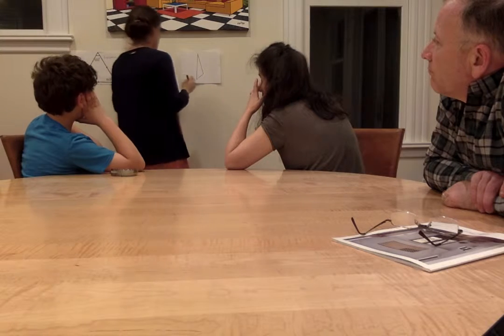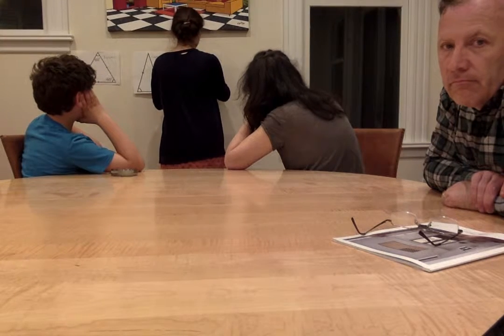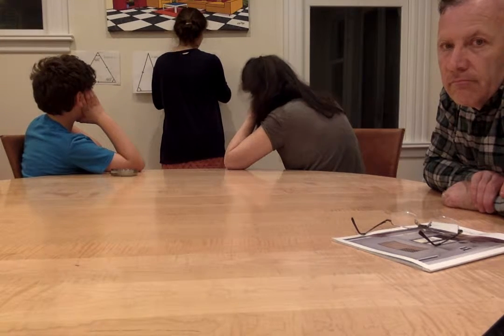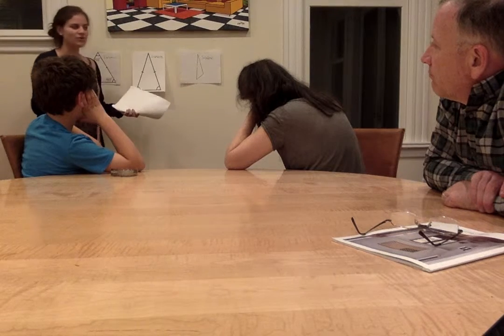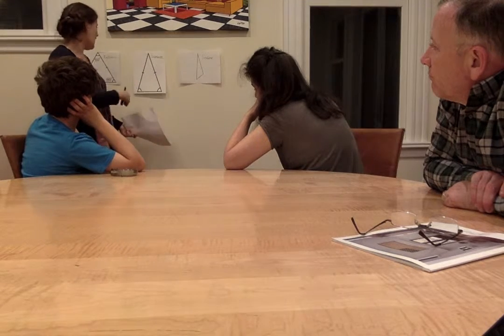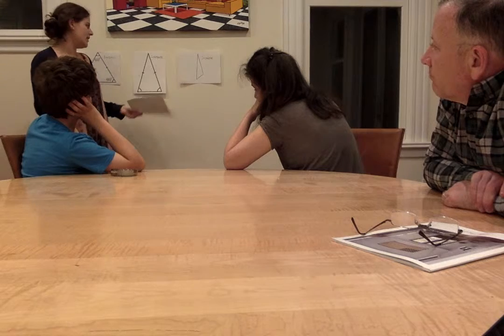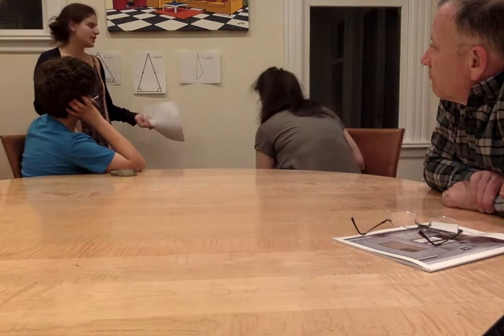Isosceles, and then scalene. And these types of triangles are usually categorized by whether the angles are congruent to each other or whether the sides are congruent to each other. So for equilateral, all angles and sides are congruent. For isosceles, two angles and two sides are congruent. And for scalene, none of the angles or the sides are congruent.